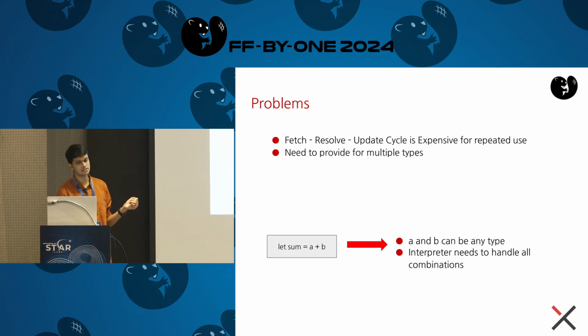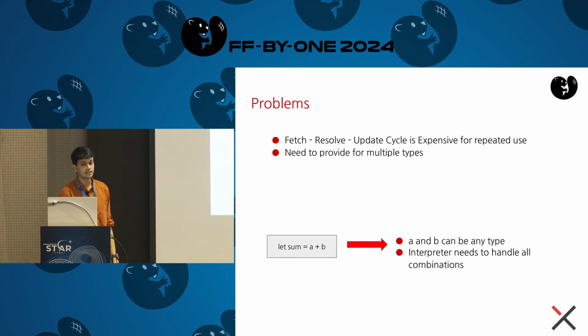Another issue is that JavaScript does not have types, so if we have a statement like this, A and B can be any type. So the interpreter has to provide for all possible types of the statement.